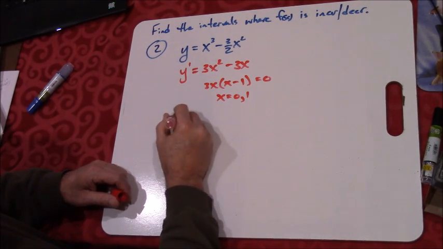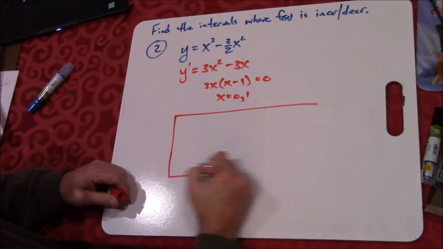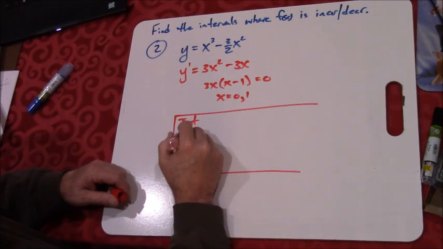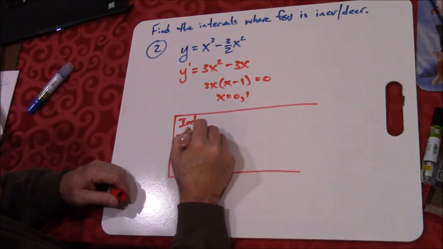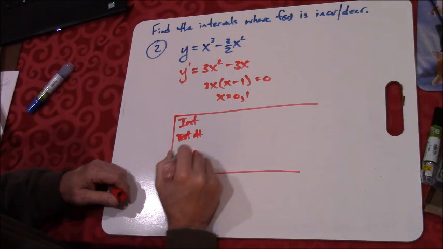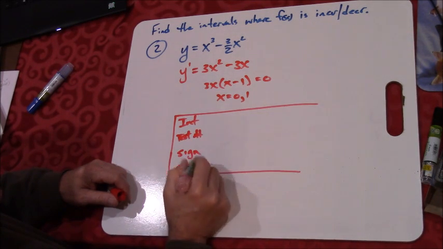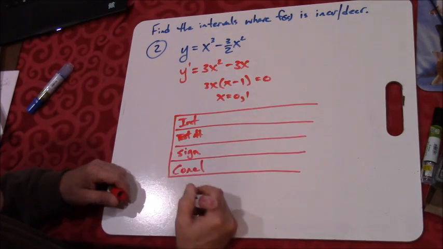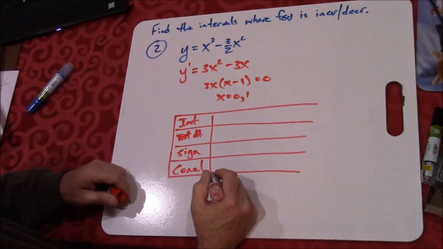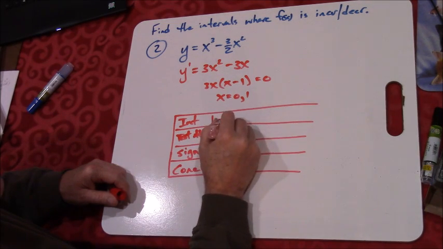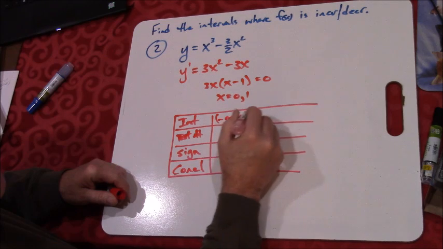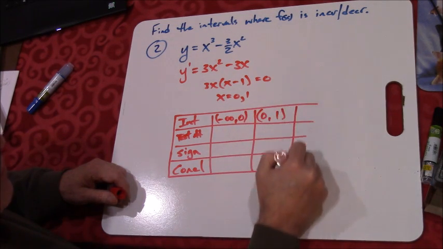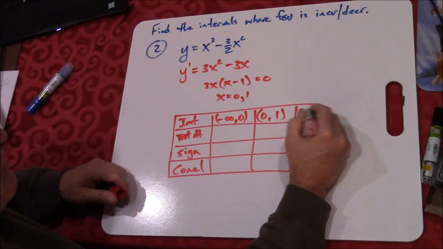So now we set up our table for the first derivative test. I need intervals. I need a test number. Whoops. Test number. We're looking for a sign. I'm always looking for a sign. And a conclusion. All right, so we're going to go from -infinity to 0. And then we're going to go from 0 to 1. And then from 1 to infinity.